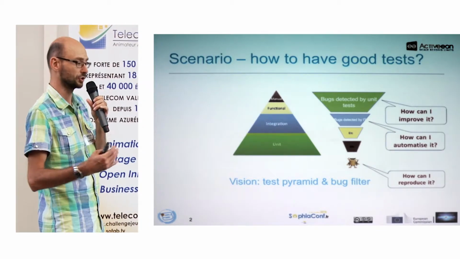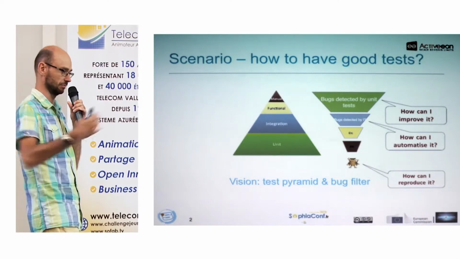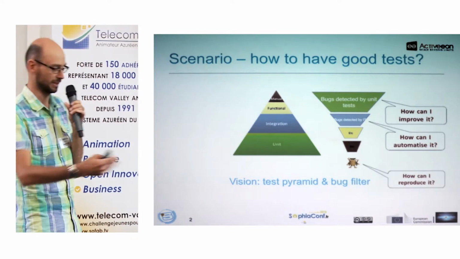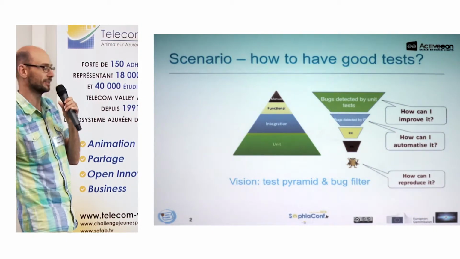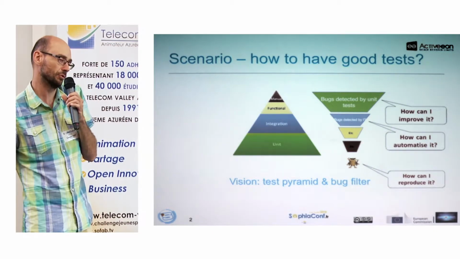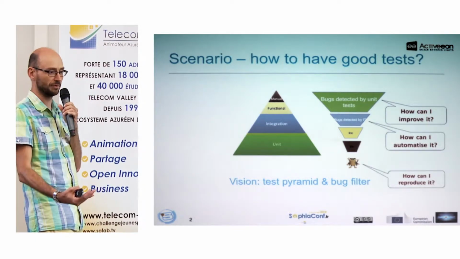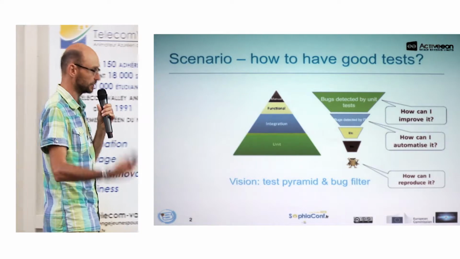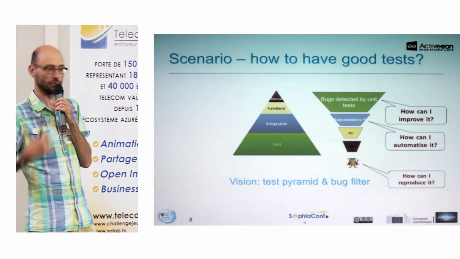And the job here will be to be able to reproduce the bug, because everybody knows, and Martin Fowler also says when he explains the test pyramid, that the first thing you need to do when you discover a bug is to have a test that reproduces this bug, to be sure that in the future the bug will not reappear.